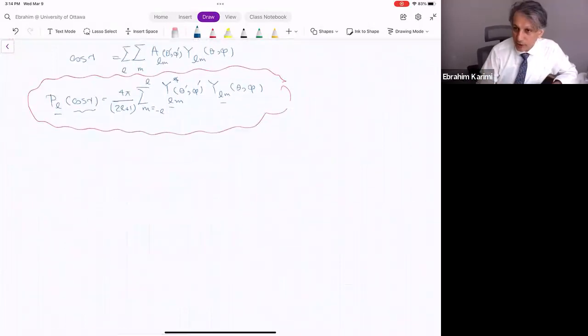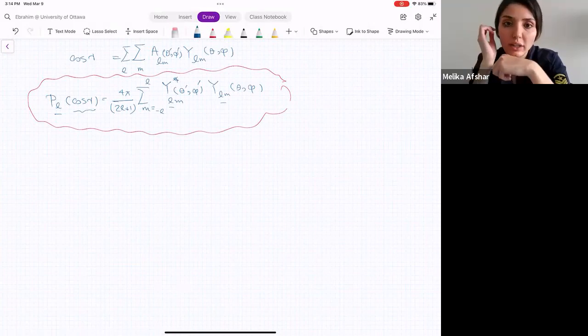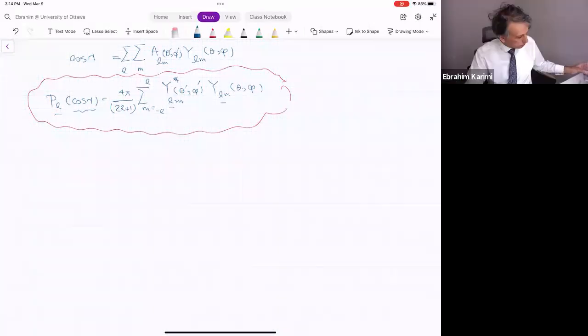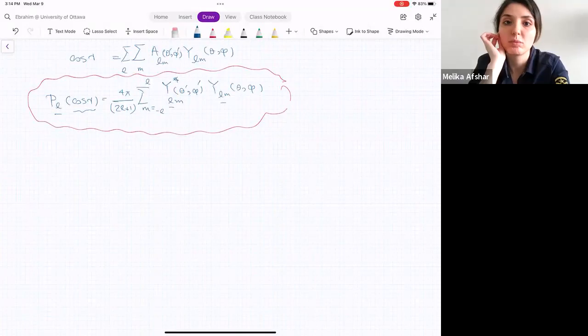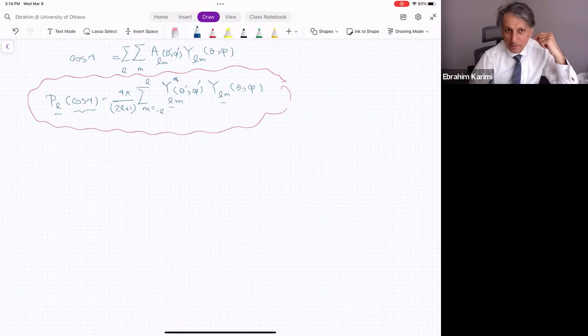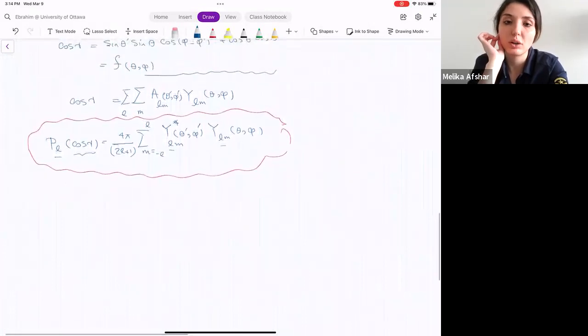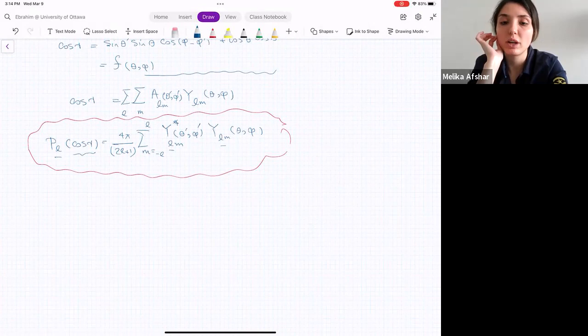Is there any question, by the way? Actually, I wanted to know why one of them doesn't have L prime, M prime. That Y star, theta prime, phi prime. Why are the indexes for both of them L and M? Why does one of them not have M prime?